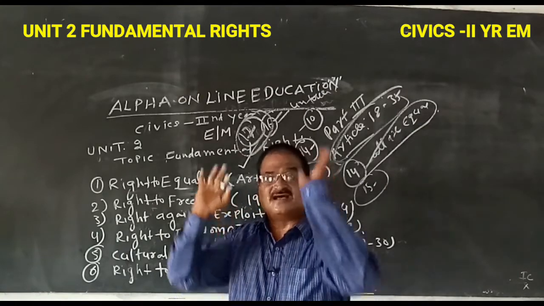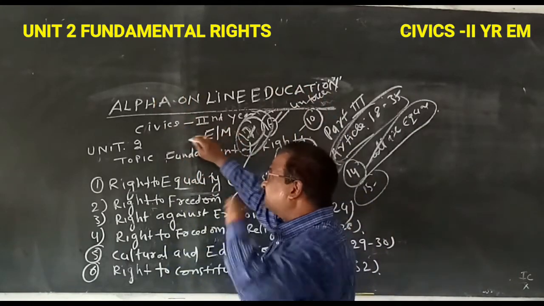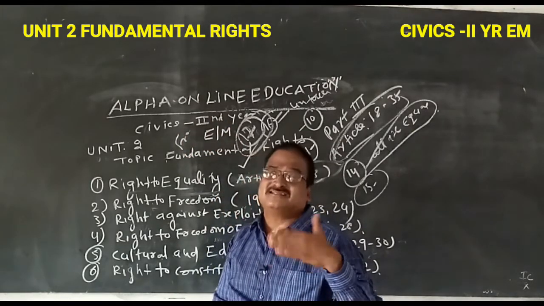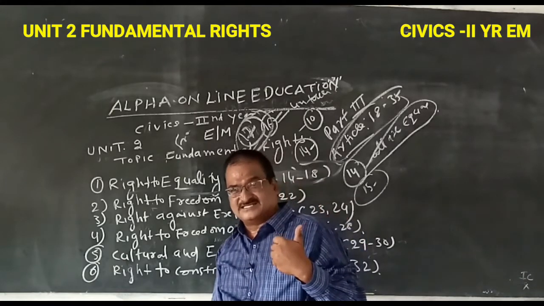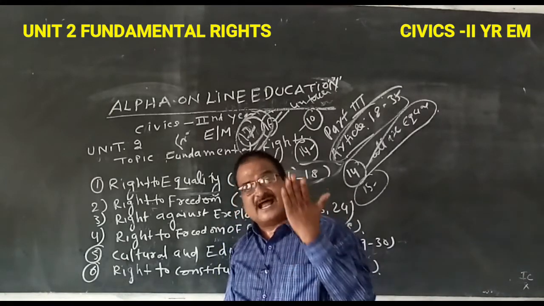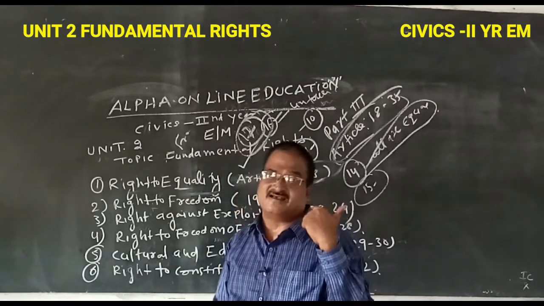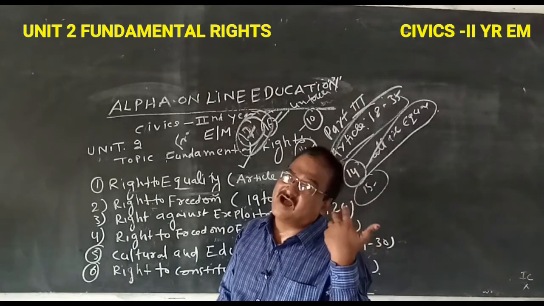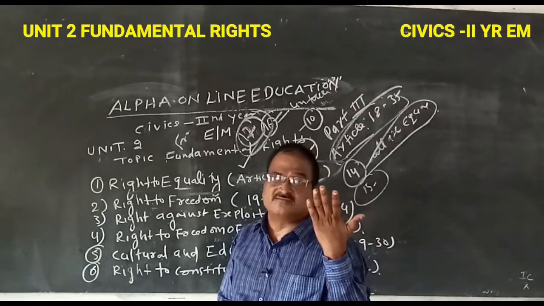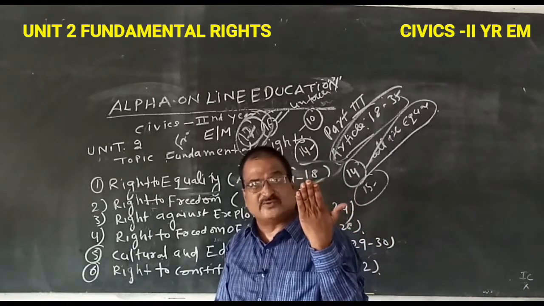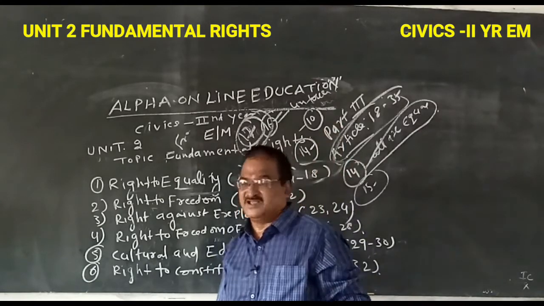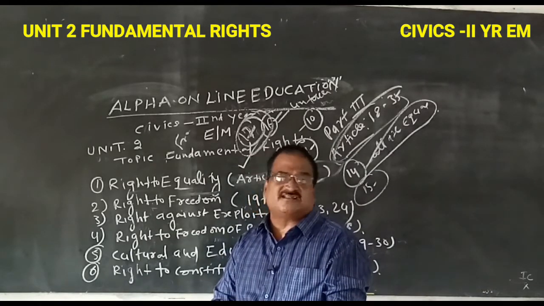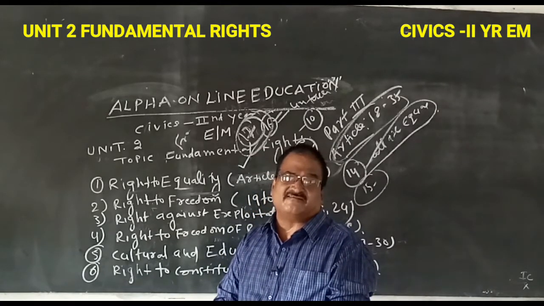And then there are seven freedoms given to citizens according to Article 19: the right to speech, the right to express your ideologies, the right to talk, and the right to live anywhere in India. These are all the seven freedoms of citizens under Article 19. Then there are Articles 20, 21 and 22.